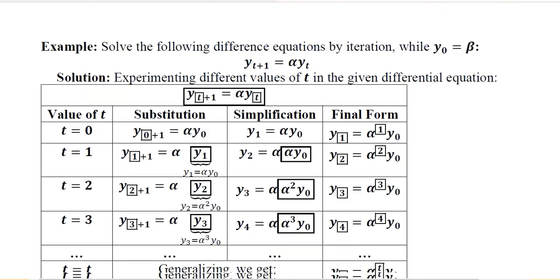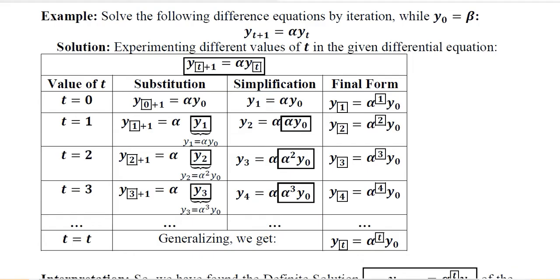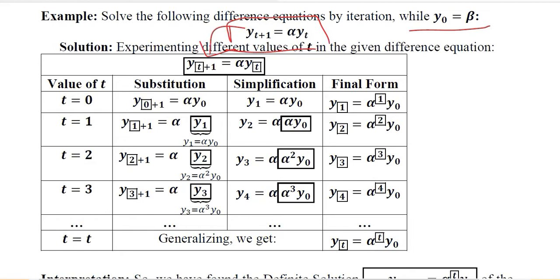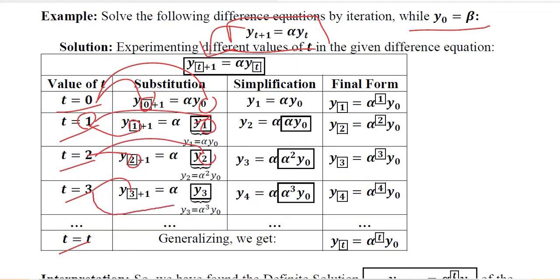However, in the difference equations the situation can be multiplicative as well. For example, in this case we have y naught, which is equal to beta, the initial condition, and this is the difference equation that we are trying to solve. So we do the experimentation here, and in the experimentation we have t equal to 0, 1, 2, 3 up to the highest value of t. So putting the value just like we did in the last example, we will get this. I'm highlighting these for your convenience.